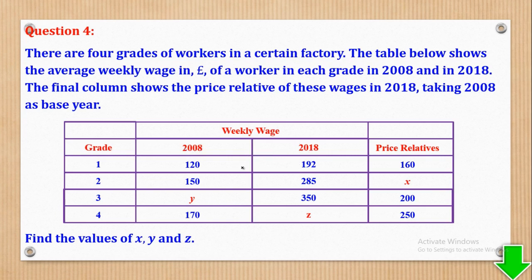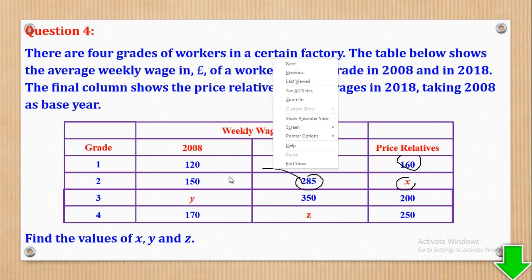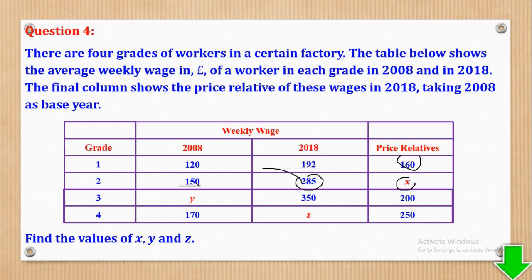So if you have a calculator and you try to press 192 divided by 120, then you get 1.6. 1.6 times 100 gives you this 160, which is here. That means that if I want to get X, I will say 285 divided by 150 multiplied by 100. That will be the value of X. So let's first do that.